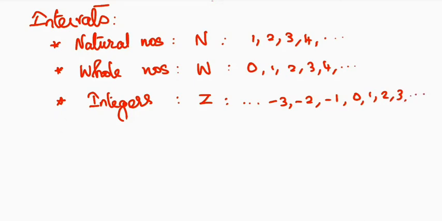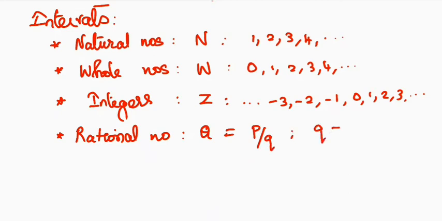It goes on. So the next one, we are moving to the rational numbers. A rational number is denoted by the symbol Q. It is in the form of p by q, where q is not equal to 0. So it should be a fraction of the form p by q, where q is not equal to 0. A rational number either terminates or has an infinite periodic decimal.